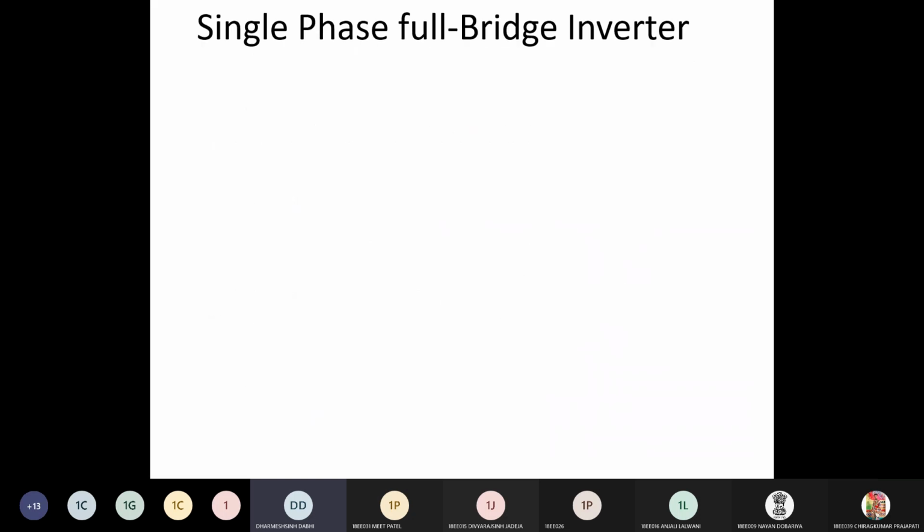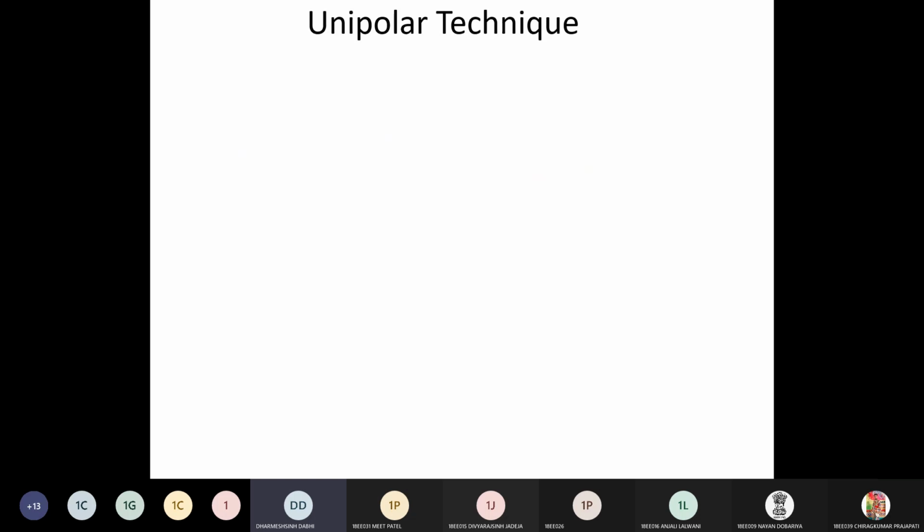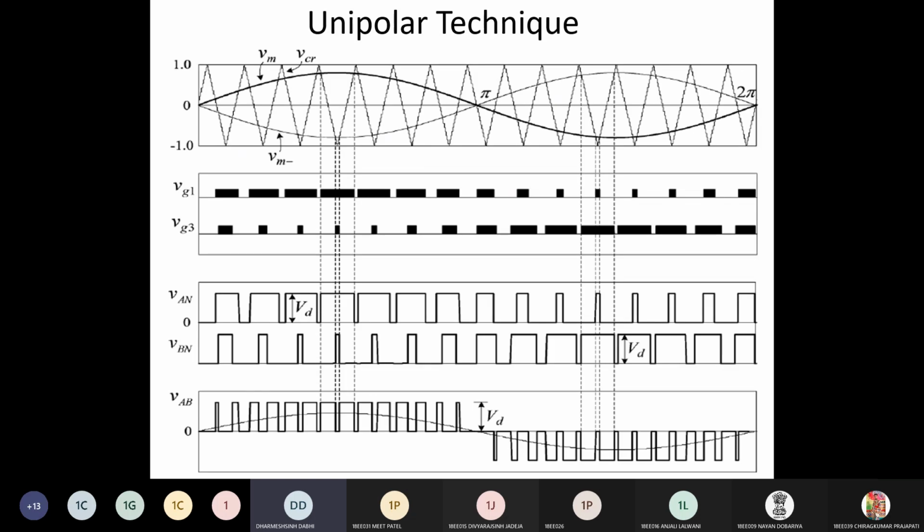Now let's see the second one, which is the unipolar technique. In this technique, the logic is the same as we discussed in the previous lecture: compare the sine wave with the triangular wave, but here you compare two sine waves with the triangle. One is the positive sine wave, which you compare with the triangular wave, and the other is the inverted sine wave compared with the triangle wave. Inverted means one sine wave is 180 degrees phase shifted compared to the first one. It means the negative cycle starts first and then the positive cycle, while the first sine wave has the positive cycle first and then the negative cycle.